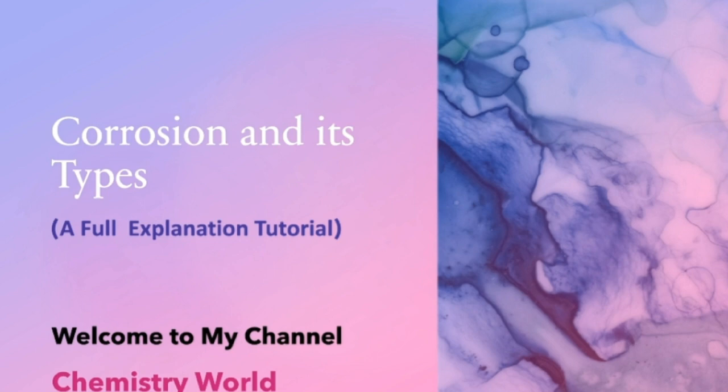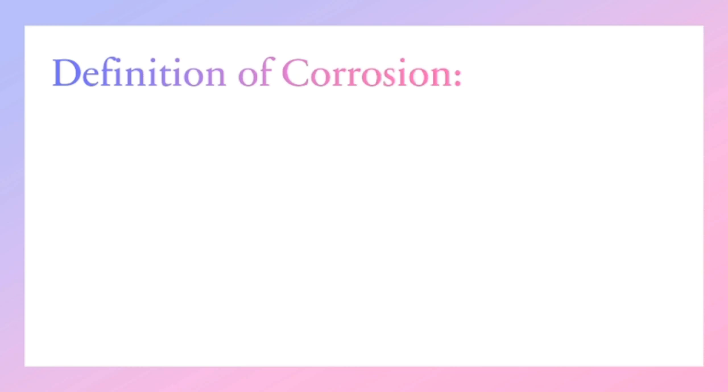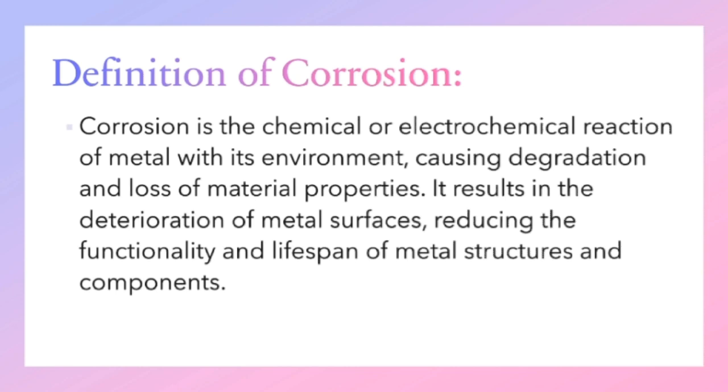Let's start our video with the corrosion definition. First of all, we will define corrosion as the chemical or electrochemical reaction of metals with their environment, causing degradation and loss of material properties. It means that corrosion is basically the interaction between any material and its environment. It results in the deterioration of metal surfaces, reducing the functionality and lifespan of material structures and their components.